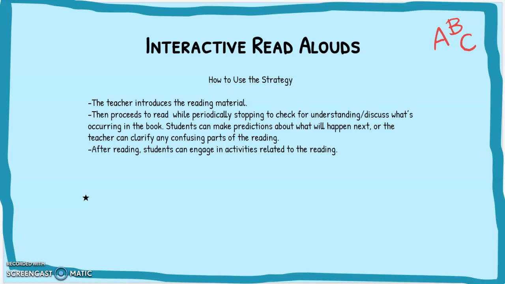While the teacher is reading, you need to periodically stop, check for understanding, and discuss what's happening in the book. You can even have students make predictions about what they think is going to happen next in the story. And if there are any confusing parts that you notice as you're reading, you can help to clarify that for the students. So sometimes if I'm reading a part of the book where I think the students may not be as familiar with the concept, or maybe there are some words in there that I think may be a little confusing for them, I will stop and we'll address, what does this word mean?